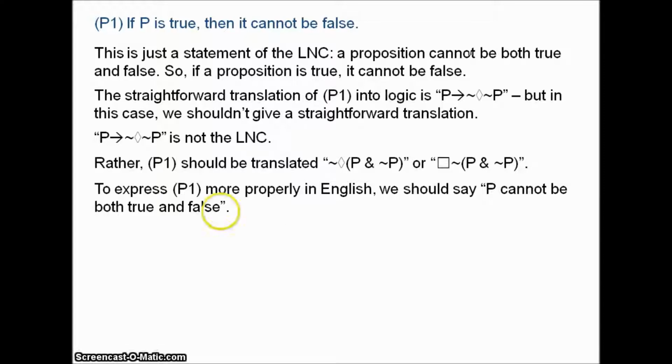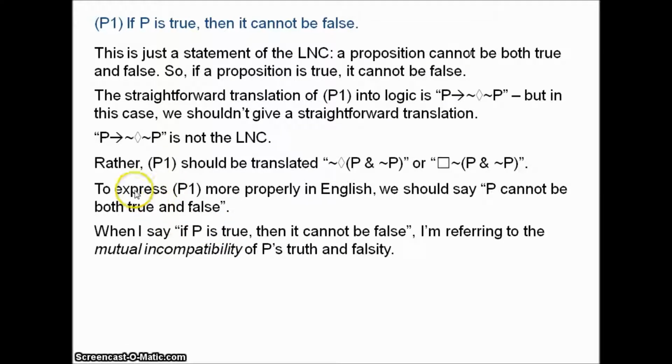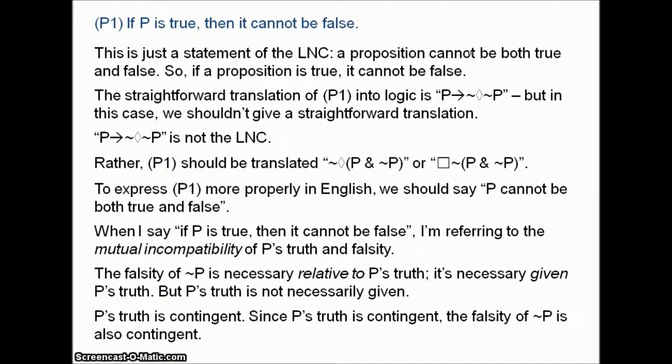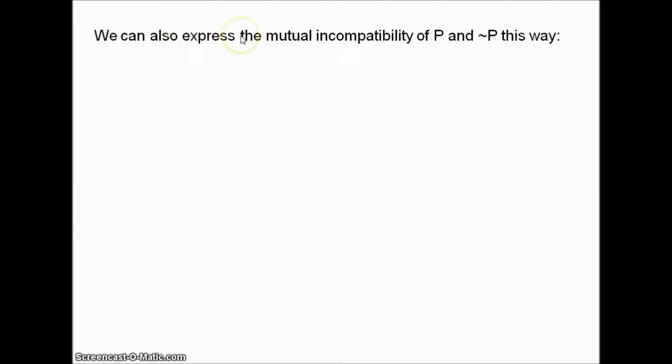You see, the point is that when I say if P is true, then it cannot be false, I'm referring to the mutual incompatibility of P's truth and falsity. The falsity of not P is necessary relative to P's truth. It's necessary given P's truth. But P's truth is not necessarily given. P's truth is a contingent matter. So since the truth of P is contingent, the falsity of not P is also contingent. So let's put it another way. To say that not P is necessarily false relative to P's truth, it can also be expressed like this, and this allows us to see where the scope ambiguity lies.